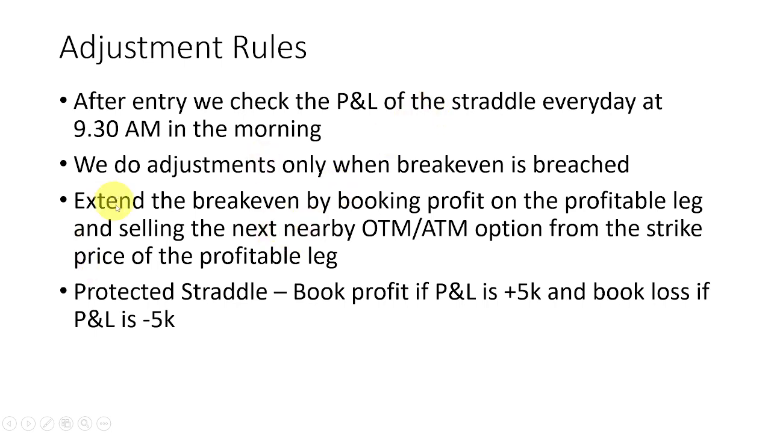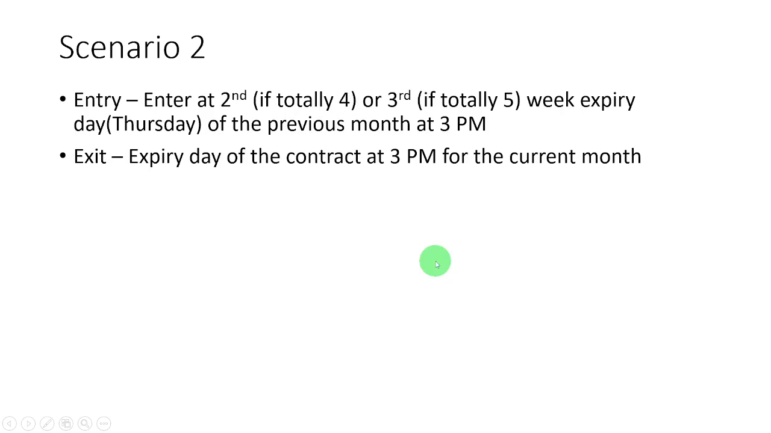What an adjustment is: we'll be booking the profit leg, and selling an OTM or ATM option near to the sold leg that we have already sold. We will take a new position there. I'll explain with an example so that it will be easy for you. For now you can read this. And the last point: we'll always be taking a protected straddle in this, and we'll book profit if our P&L is showing plus 5k, and book loss if it is showing minus 5k. Let's go to the example.